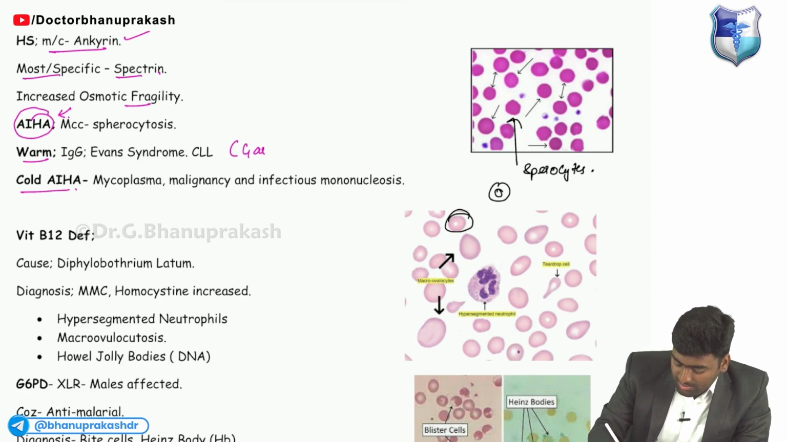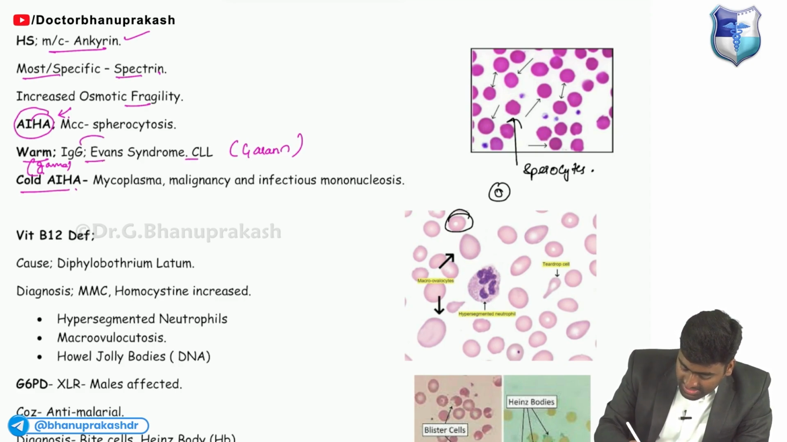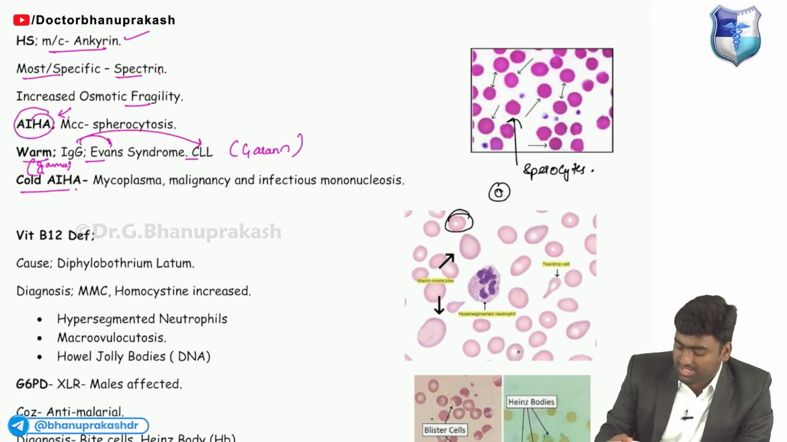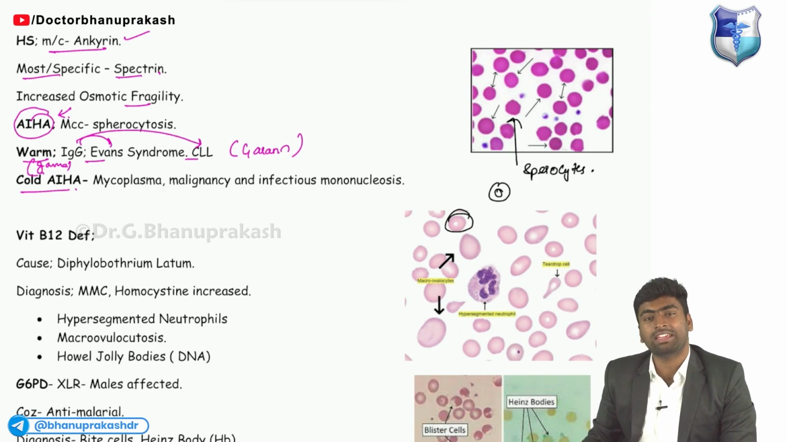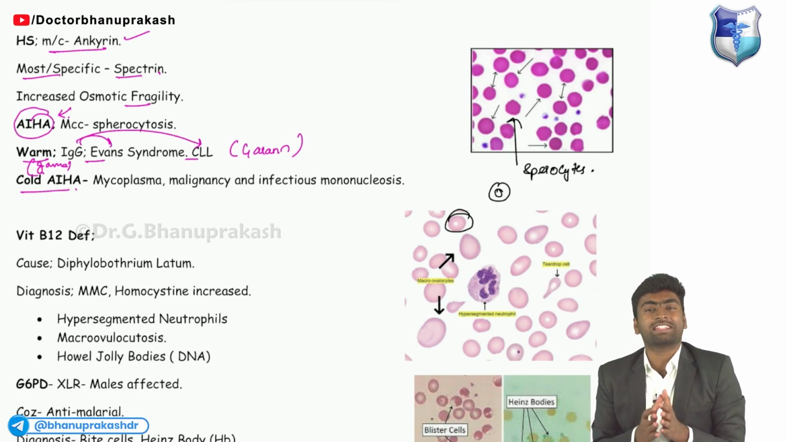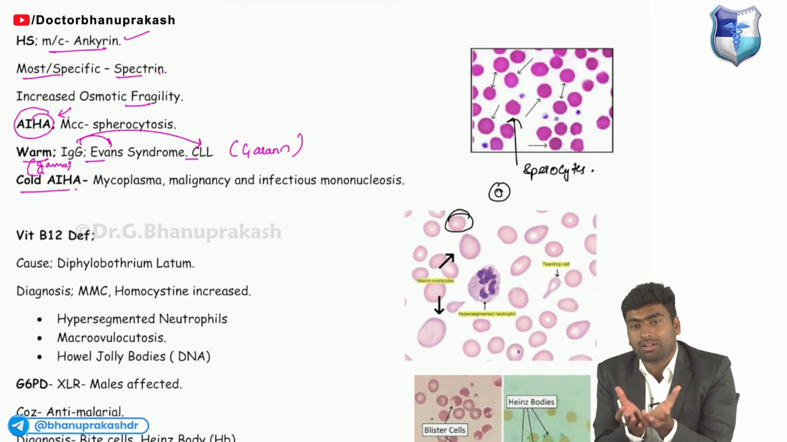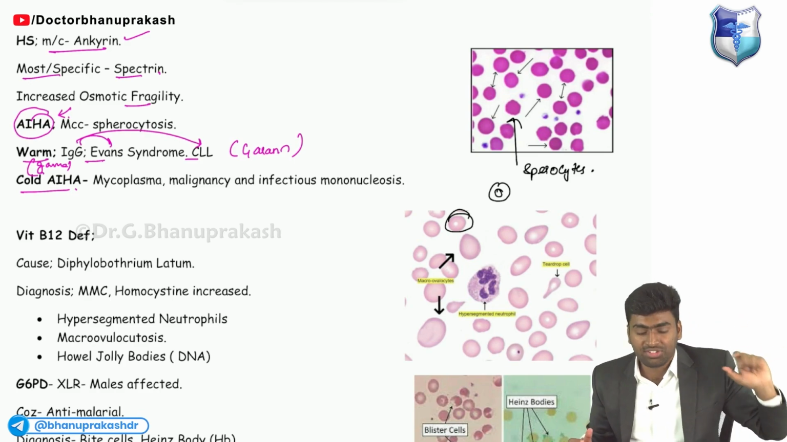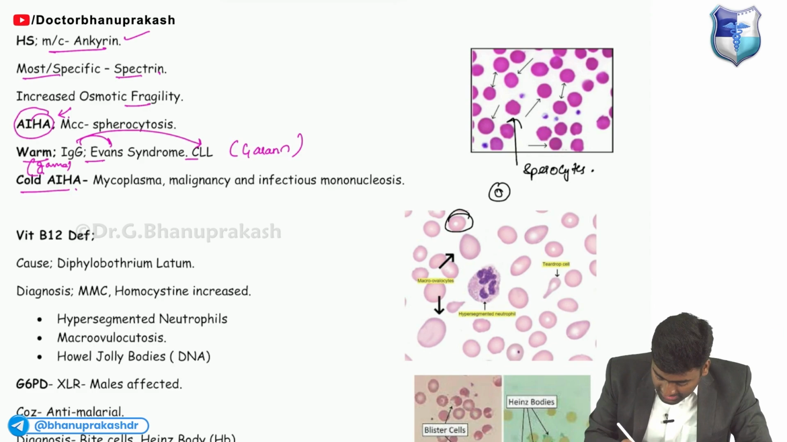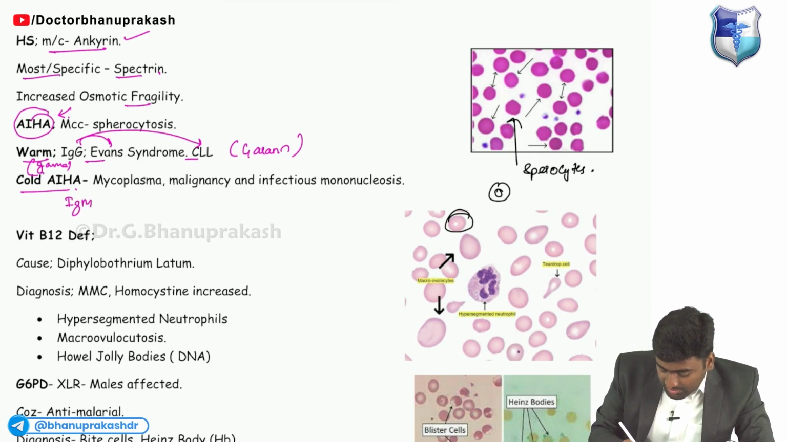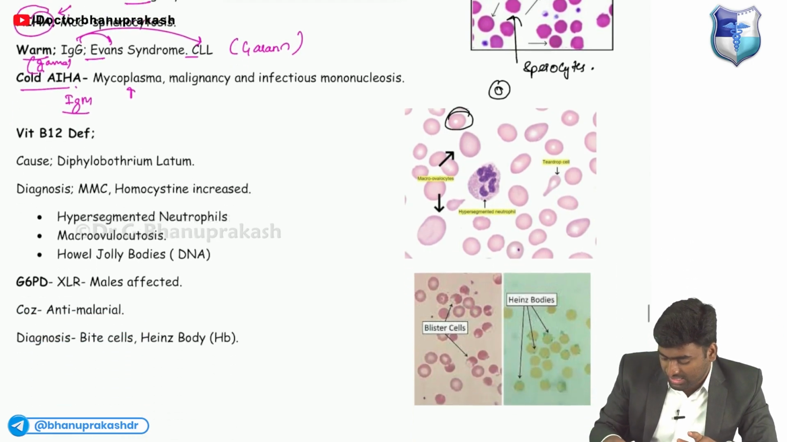So IgG will be used in the case of warm, garam wala. This IgG1 will be involved in two conditions, Evans syndrome and CLL. Evans syndrome and CLL will be seen in a case of warm autoimmune hemolytic anemia. So warm matlab garam, so it is IgG. Whereas cold autoimmune hemolytic anemia classically involves IgM, and it includes mycoplasma and malignancy and other infections.